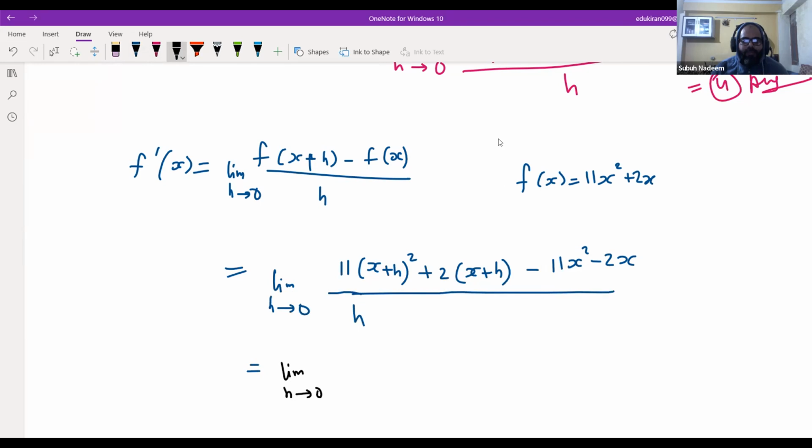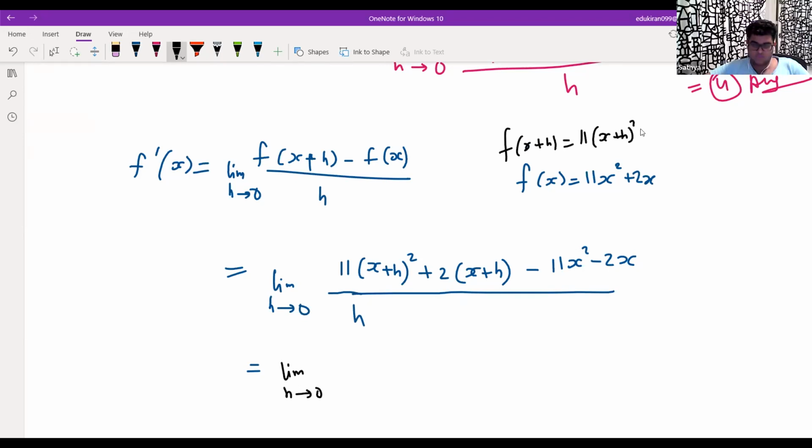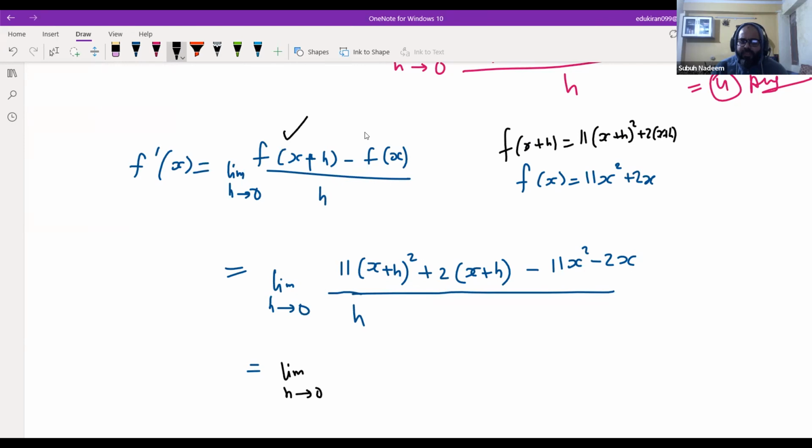Yeah. In f of x plus h, when you find it, you put the input as x plus h. In the other one, y equals 4x minus 1, we put x as x plus h. Here also we are putting x as x plus h. So everywhere we put x plus h? Yeah, that is why it is f of x plus h. Where it is f of x, we'll take f of x. Where it is f of x plus h, we put x plus h. Okay. Should I expand it further or will you do it? No, I can do that.